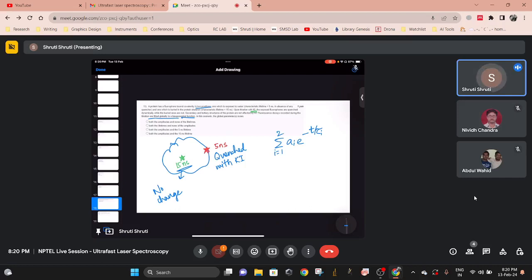Okay, this is the fitting by exponential. In this scenario, the global parameters are the parameters which you can fix. So in this case, first of all, this 15 nanosecond can be a global parameter. It will not change. This 5 nanosecond will get changed. Global parameters are parameters which are independent. So first thing will be 15 nanosecond lifetime because it is remaining constant even during the titration.